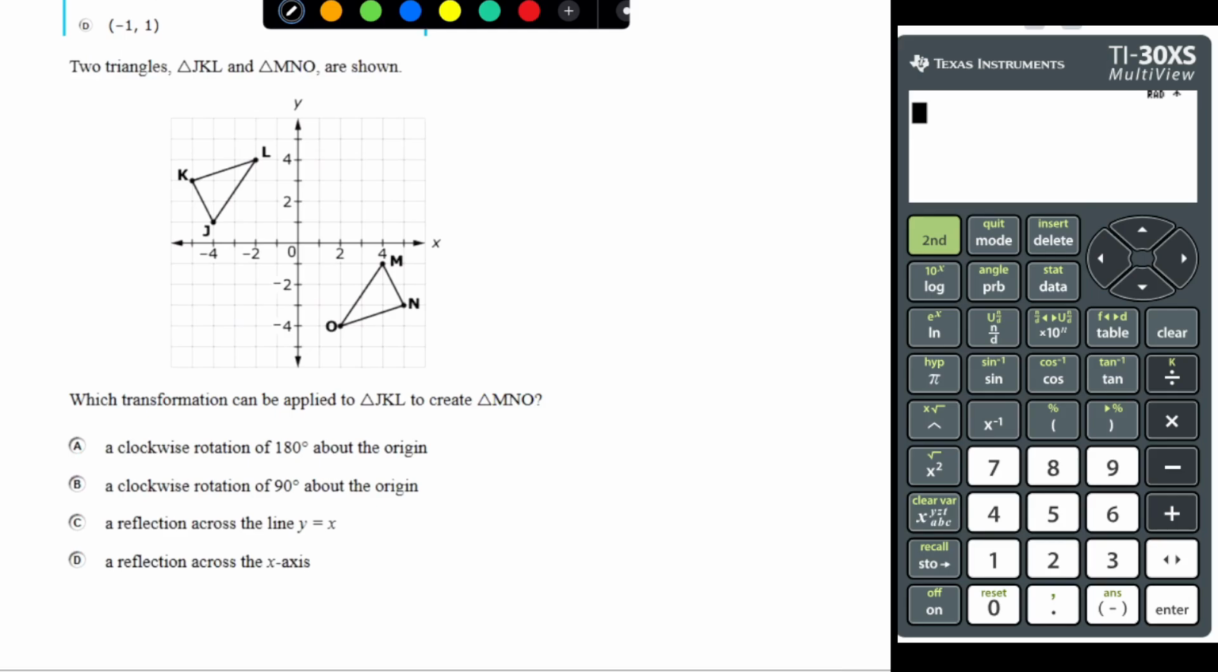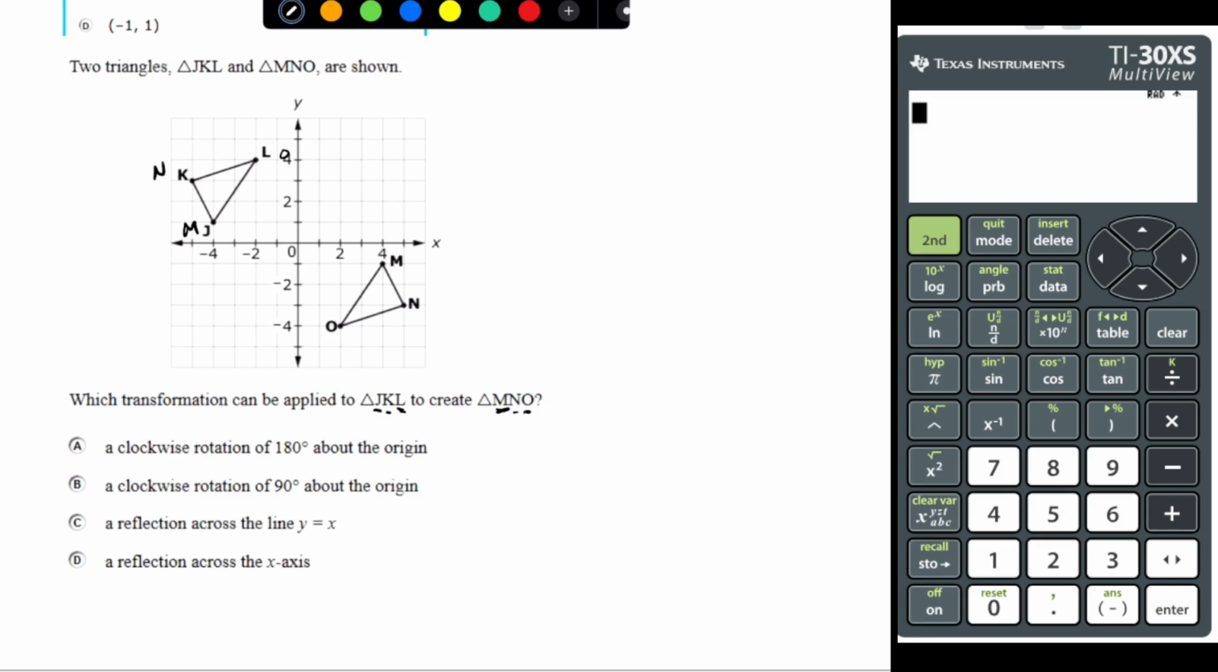All right. Two triangles, JKL and MNO, are shown. What transformation can be applied to JKL to create MNO? So, remember here that the order that the letters are listed matters. So J and M are tied together. So this would be M. K and N are tied together, so this could be N. And L and O are tied together, so this could be O.